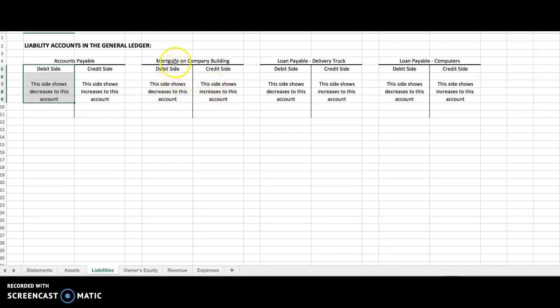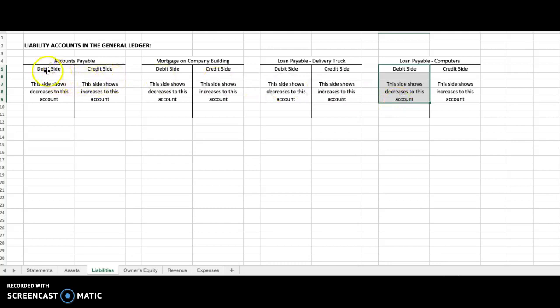The mortgage, again, works the same way. So does loans payable. So does the loan for the computers as well as the truck. So let's take computers for a second. If we buy more computers and we charge it, we owe more money for computers. We put it over here on the increase side, which is the credit side. When we pay that, we owe less money now. So we pay part of that loan. We owe less money. If we did that, we would show it on this side, the decrease side.